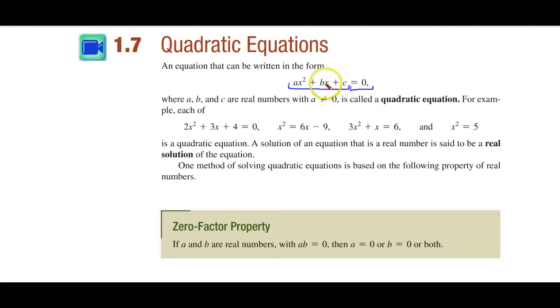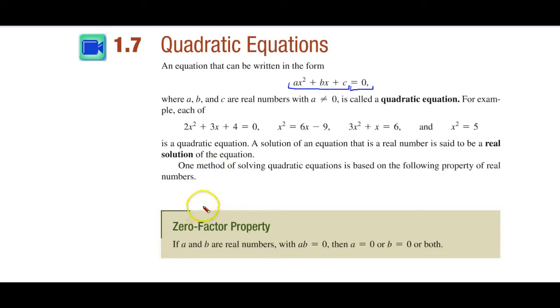Now, we had said earlier that if we put something in this form, we may be able to factor it. And that's what's going to lead us to one of the properties we'll get to in just a moment, the zero factor property. But here are some examples of quadratic equations. Notice the x is to the second power.